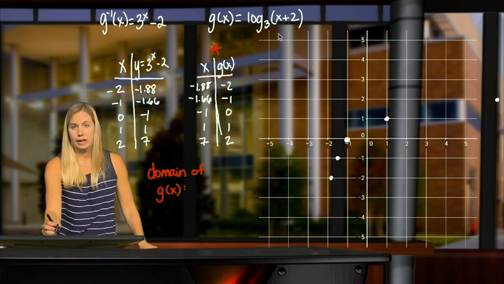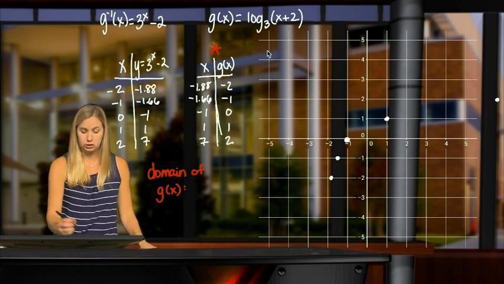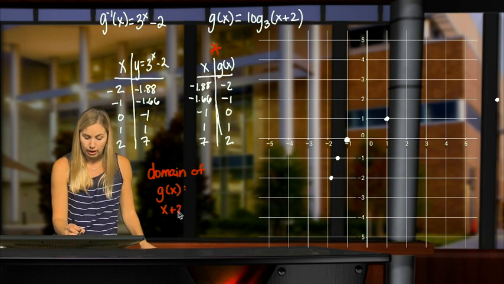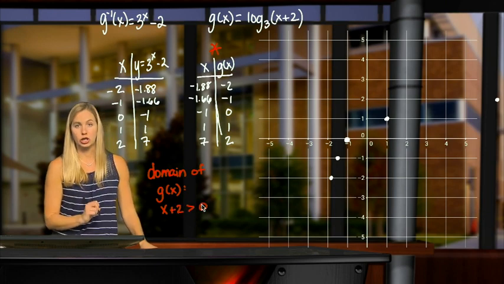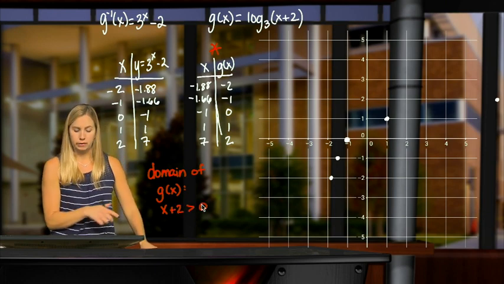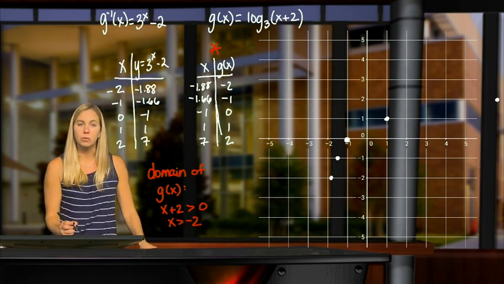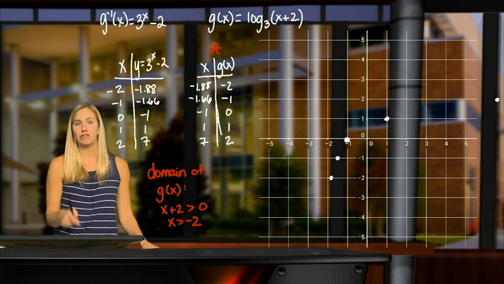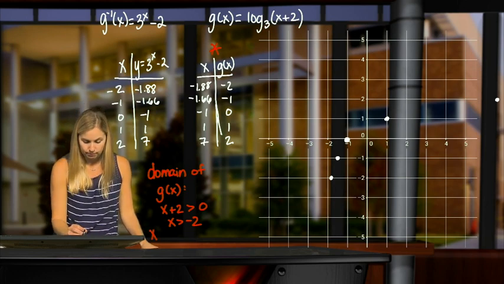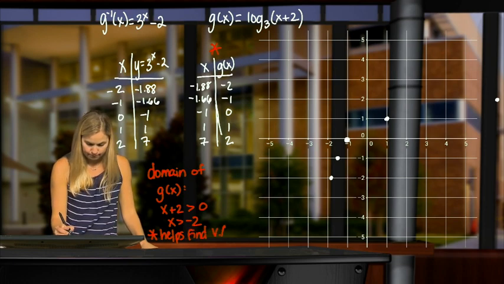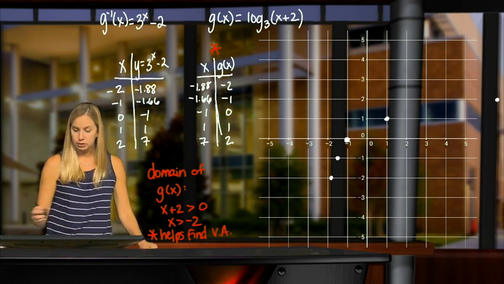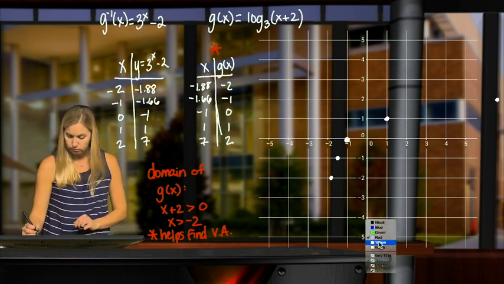The domain of g of x, which again is log base 3 of x plus 2, is going to be found by finding where x plus 2 is greater than 0, just like we did in those previous examples. So x must be greater than negative 2, which actually identifies where the vertical asymptote is. Our vertical asymptote is going to be at negative 2.